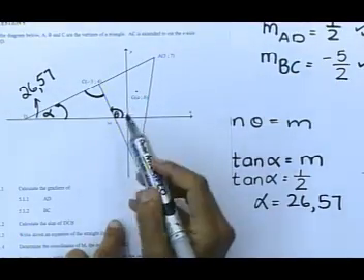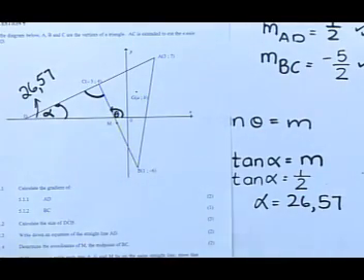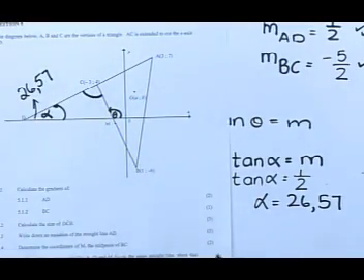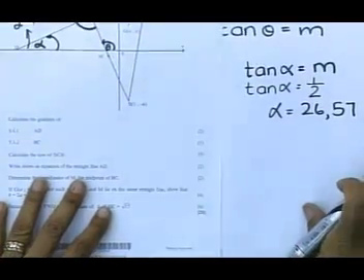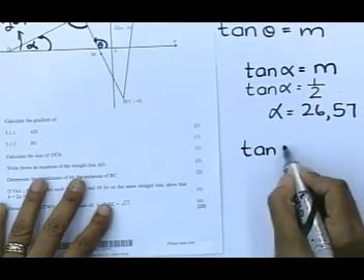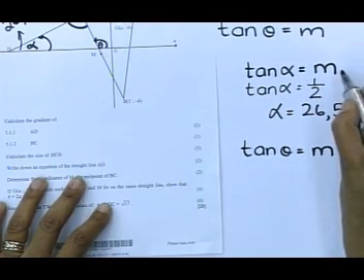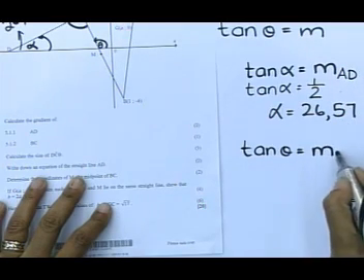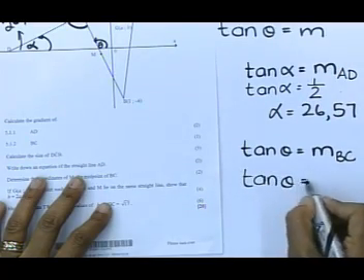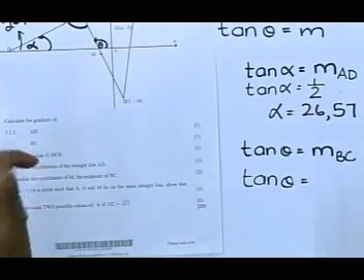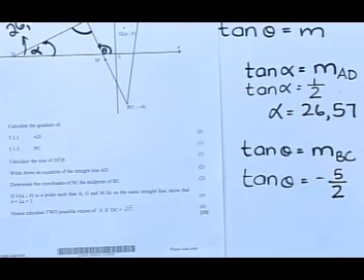So ready, I can now find theta. Again, why can I find theta? Because I have the gradient of BC. I know what BC is. So I can go and find that angle. So I am going to say the tan of theta is equal to the gradient. Let me write here. This is the gradient of AD there. So this will be the gradient of BC. So tan theta is equal to, what's the gradient of BC? We just worked it out, -5/2. That's the gradient of BC.